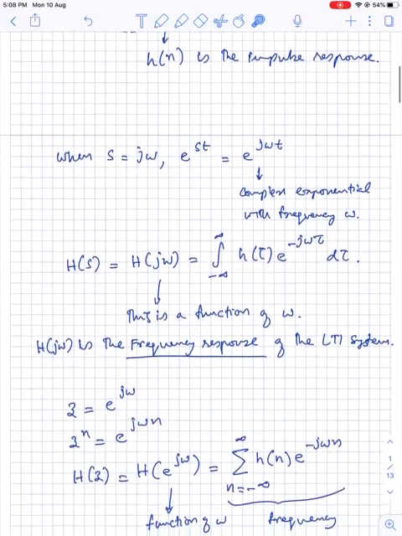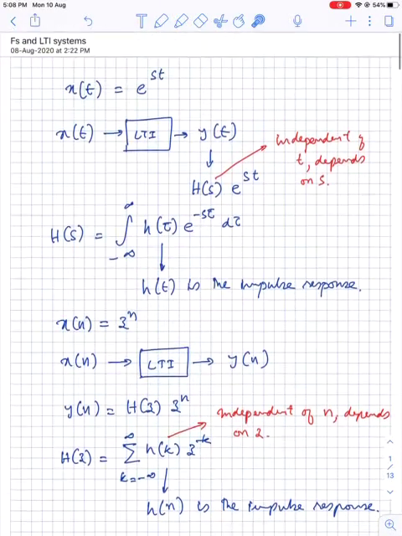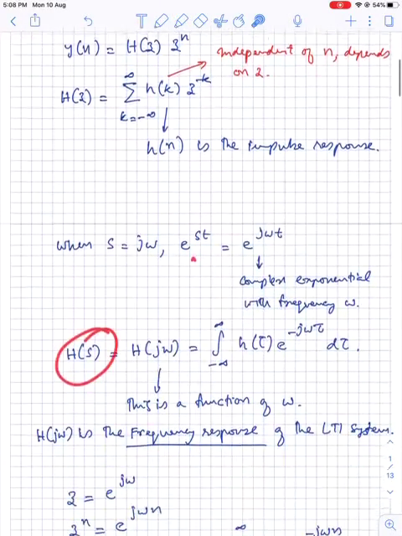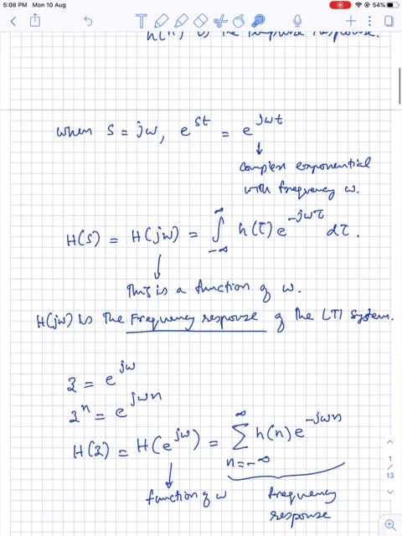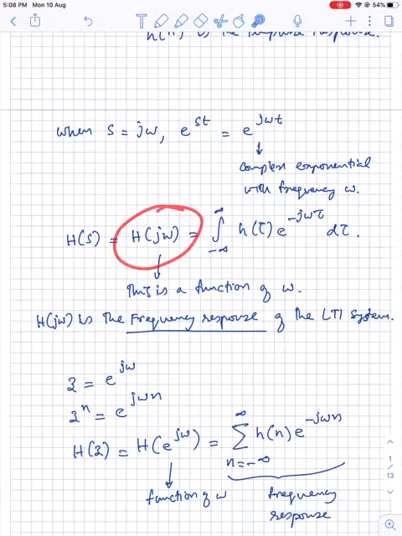And when you substitute this value into the h of s, which we saw here earlier, the same h of z, h of s, when you do that and compute the h of s, you apply the same formula to find h of s, and this particular h of s, or in this case h of j omega, is a function of omega, and it has a particular name called the frequency response. This is the frequency response of the LTI system.